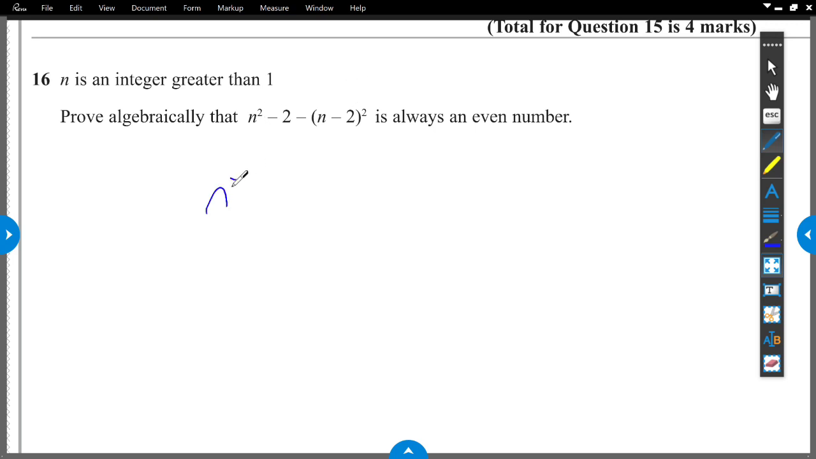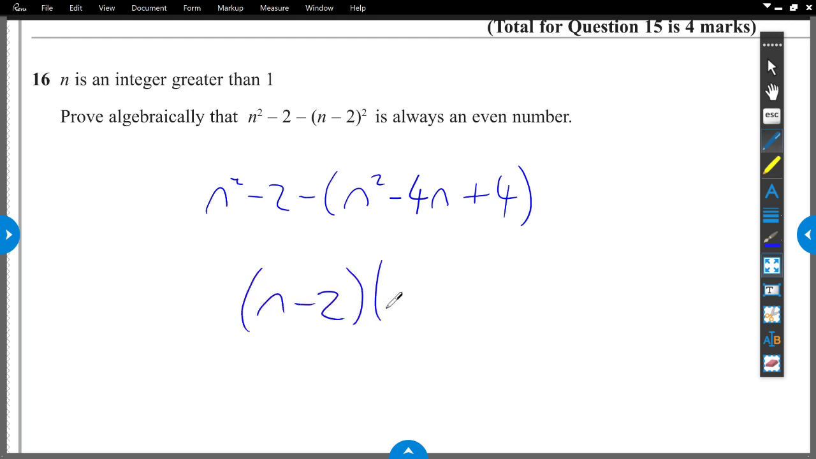So the n squared minus the 2, we can't really simplify that yet. But this bracket we can expand. And if we expand that, we get n squared minus 4n plus 4. When we're expanding square brackets, if you're not comfortable, you can write them out. So you can write n minus 2, and do it the traditional method of timesing through.